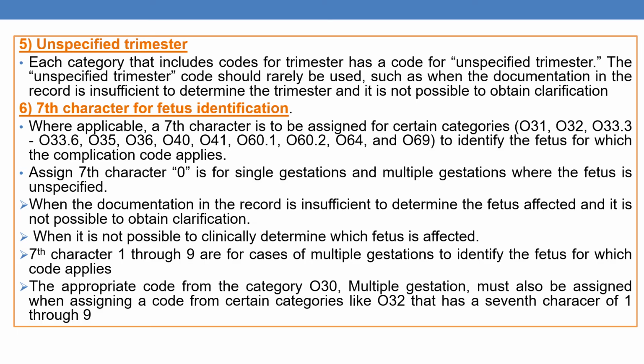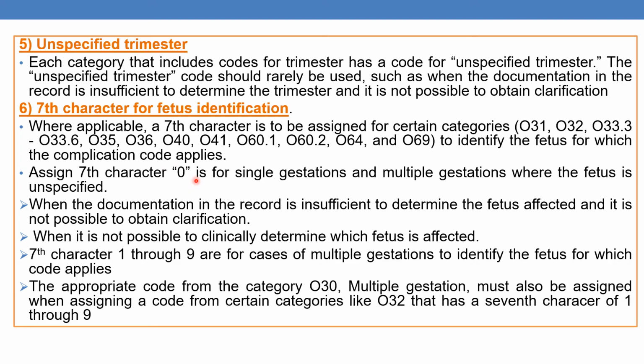Now, this next point, seventh character for fetus identification. Where applicable, a seventh character is to be assigned for certain categories that are O31, O32, O33.3, O33.6, O35, O36, O40, O41, O60.1, O60.2, O64 and O69. These categories have a special requirement for a seventh character to identify the fetus for which the complication code applies.